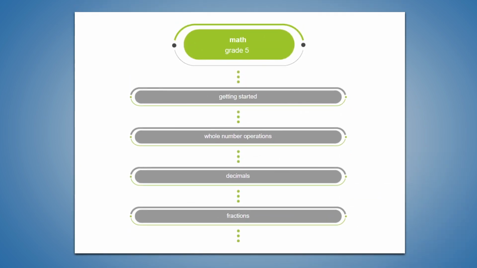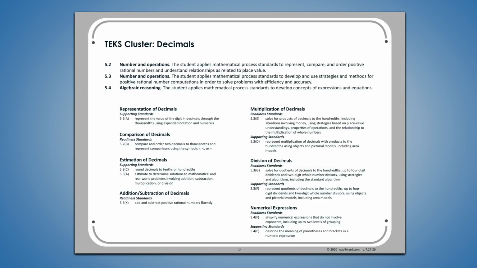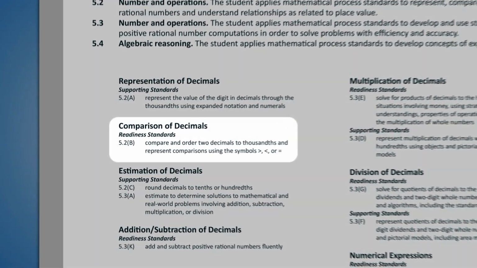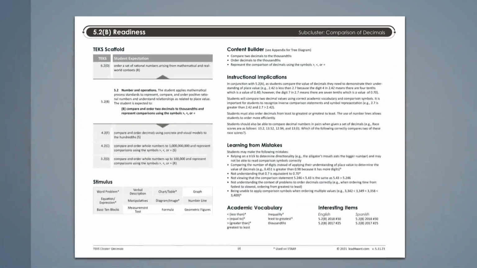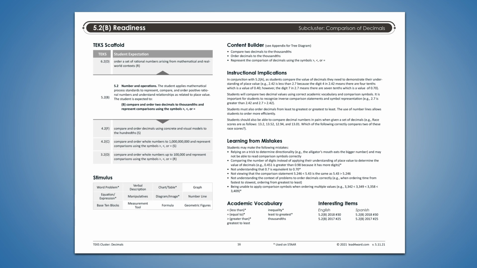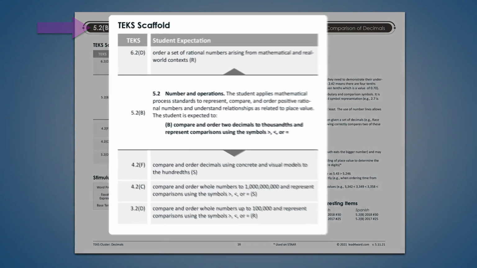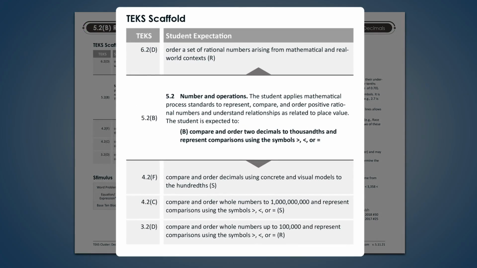Let's say our PLC was planning for an upcoming unit on decimals. We're teaching comparison of decimals, and our focus standard is 5.2b. Each field guide is essentially a cheat sheet for the designated standard or subcluster. So when we look over the page for 5.2b, we can start by reviewing a scaffold that lays out a condensed vertical alignment for our standard.